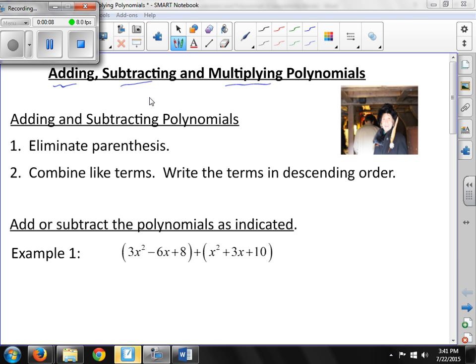First of all, let's start with adding and subtracting polynomials. The first thing we want to do when we're adding or subtracting polynomials is to eliminate the parentheses. And secondly, we want to combine the like terms, writing the terms in descending powers. So let's start with example 1.